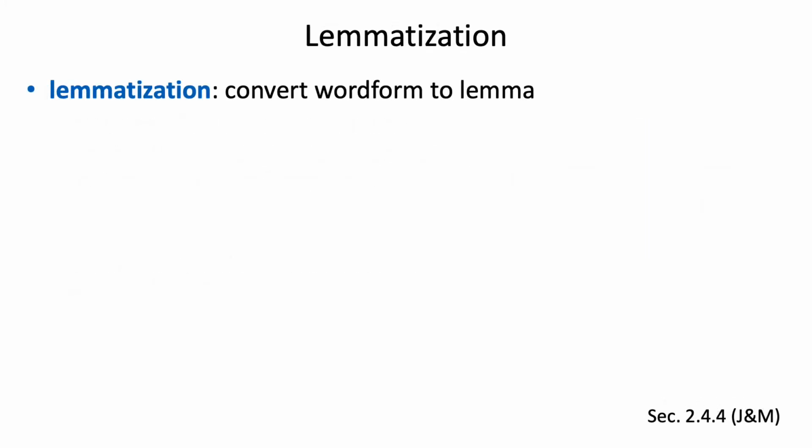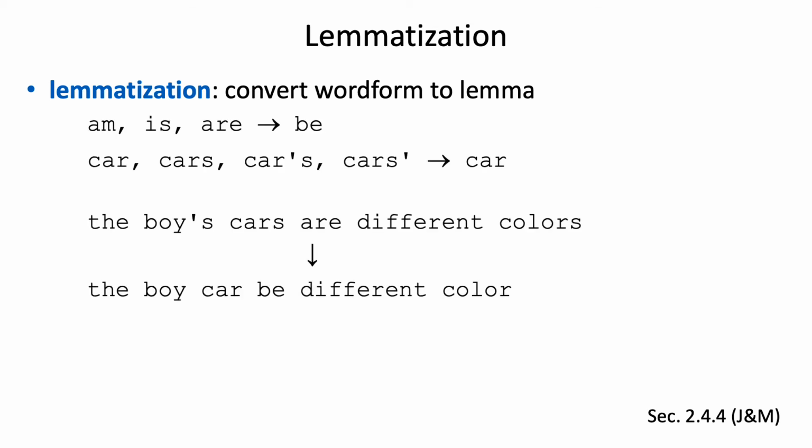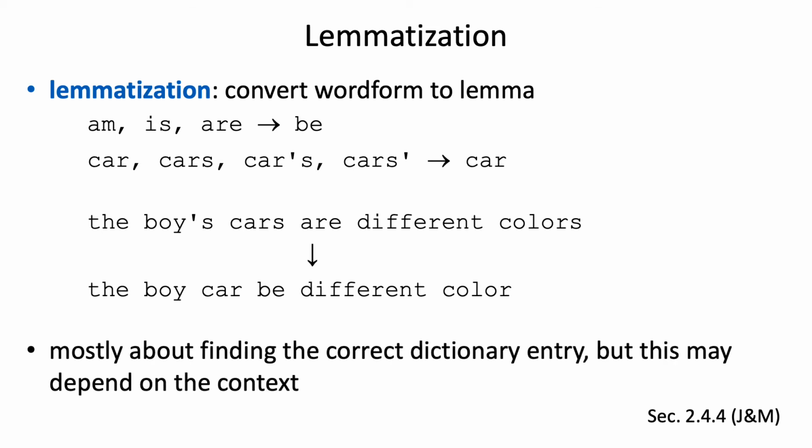Then, lemmatization is the task of converting a word form to its lemma. For example, am, is, and are converted to be. And here are some other examples. The task is mostly about looking up the inflected form in a dictionary and returning its lemma. But there are cases where a single inflected form could be mapped to multiple lemmas, so the task can benefit from context information.